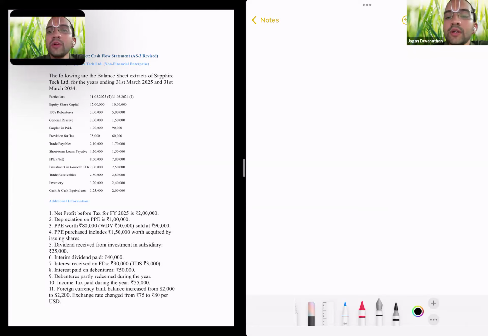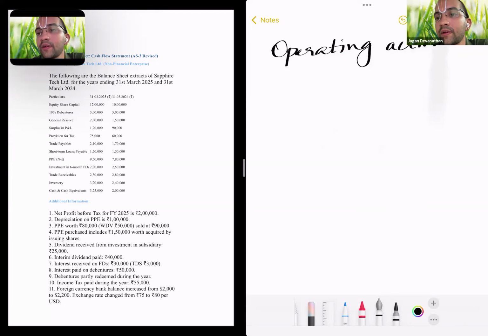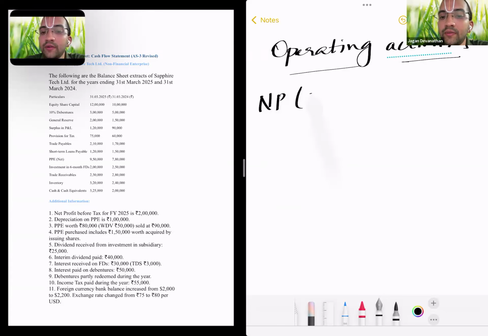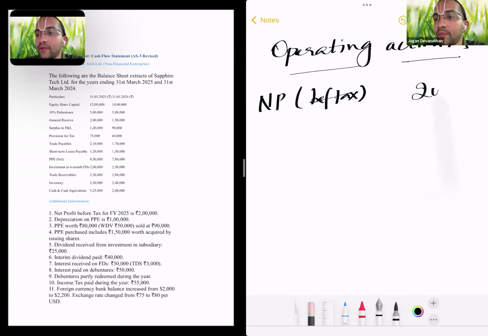Now we are taking operating activities. The question here is they have given you net profit before tax, so that is what you have to take. Net profit before tax is 2 lakhs. Next, we will adjust non-operating and non-cash adjustments. Then we will go to working capital changes. So finally, we will arrive at cash flows from operating activities.